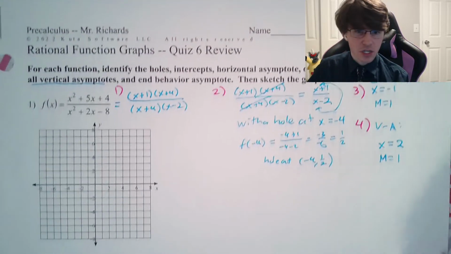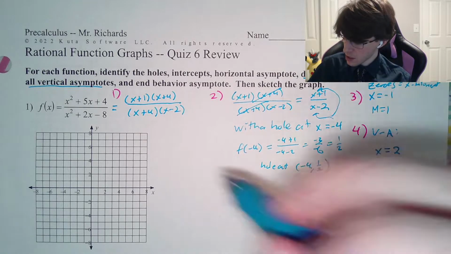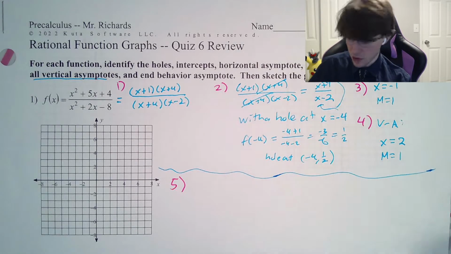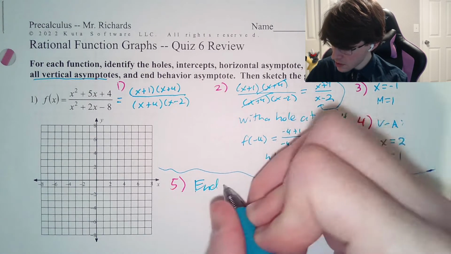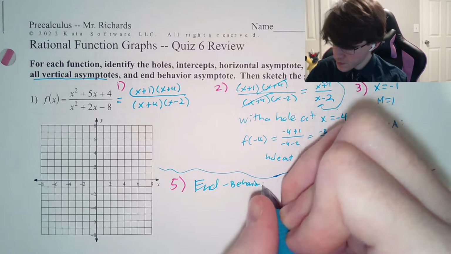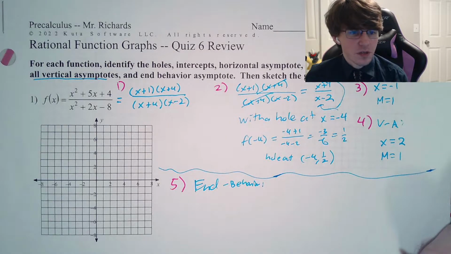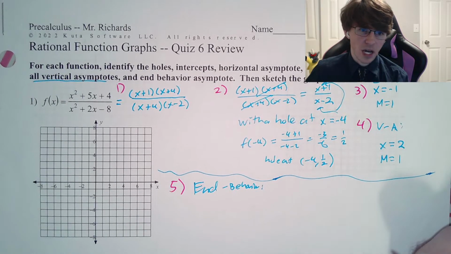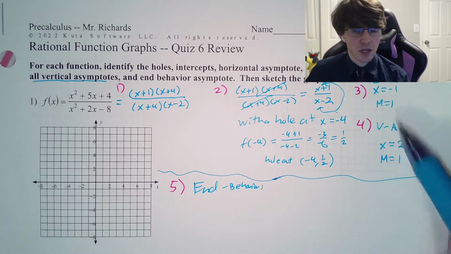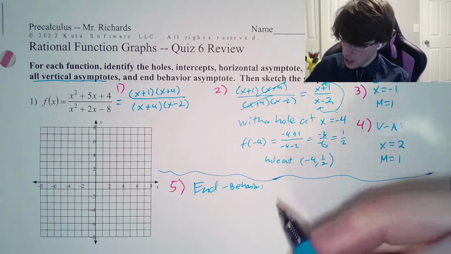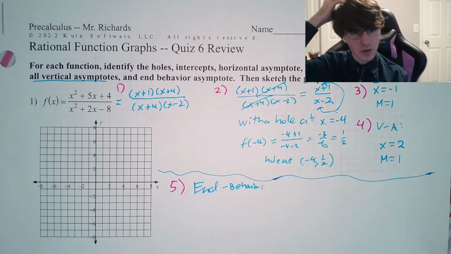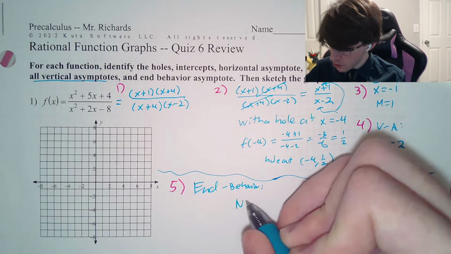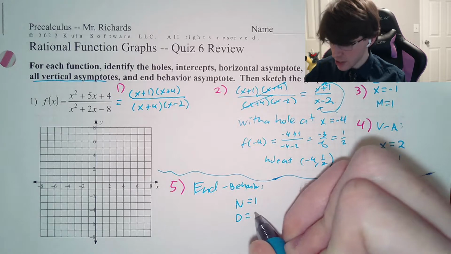Step number 5, we have to figure out the end behavior. For this one, what we're going to be doing is comparing the degree of the numerator versus the degree of the denominator. In this question, it's nice and easy because there's only a single value on the top and bottom. We simply have this x plus 1 over x minus 2 that we're working with. Because we're just looking at this x plus 1 over x minus 2, the degree of the numerator is 1, and the degree of the denominator is also 1.